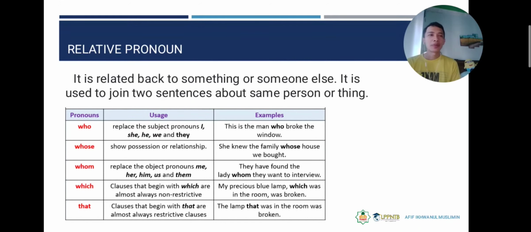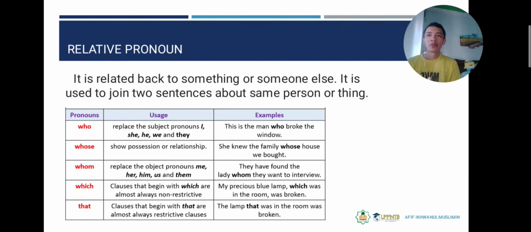When you are talking about possession or ownership of something, you can use whose as a relative pronoun. For example, she knew the family whose house we bought. So it means that the family owned the house. We are talking about the house which belongs to the family. So we can connect the two sentences: she knew the family whose house we bought.